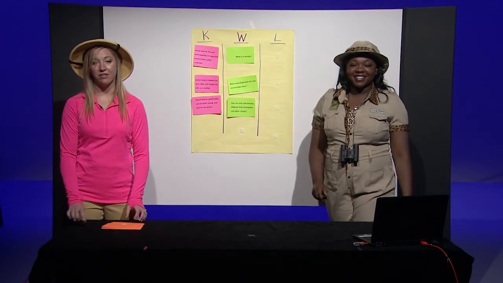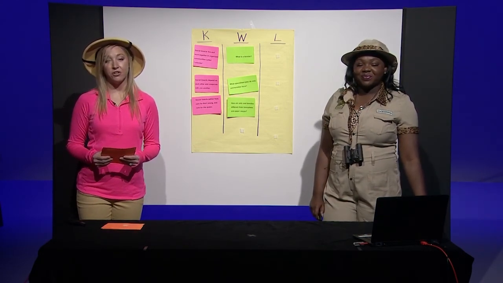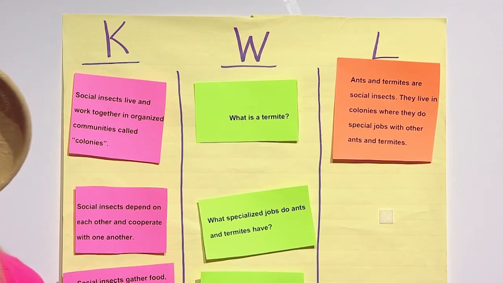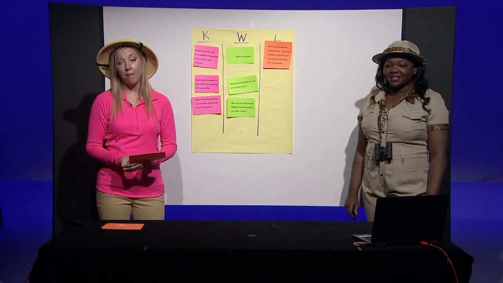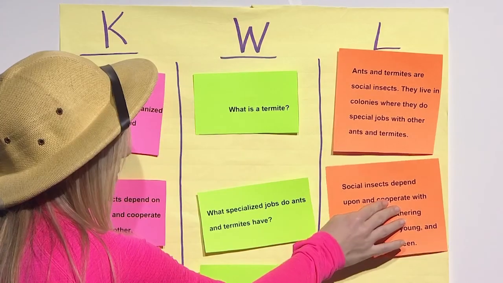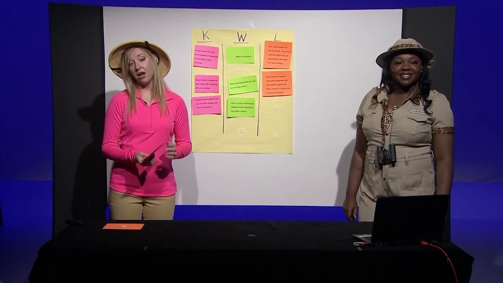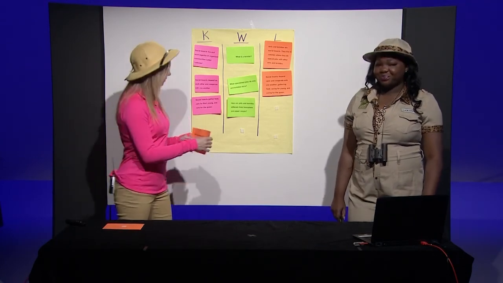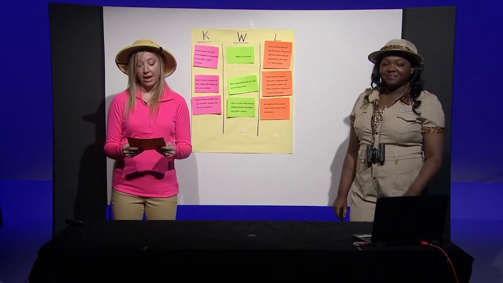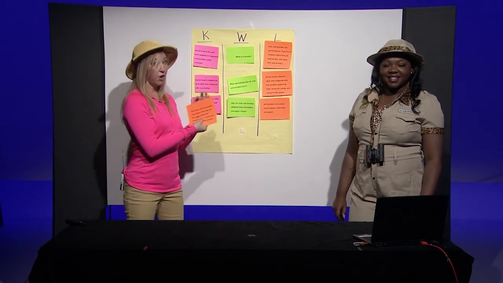Okay, let's review what we've learned. We learned that ants and termites are social insects. They live in colonies where they do special jobs with other ants and termites. Social insects depend upon and cooperate with one another, gathering food, caring for young, and caring for the queen. All members of a social insect colony come from one queen. And finally, we learned the male ants mate with the queen, who lays all the eggs, while the female worker ants care for and feed the queen.